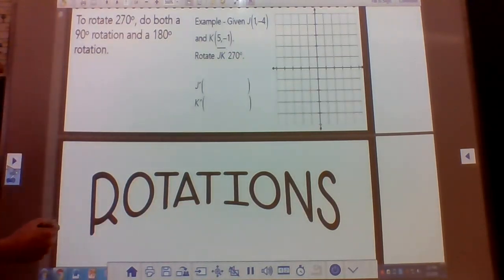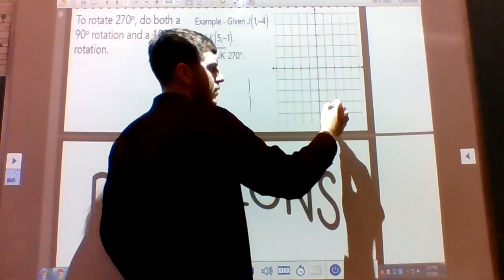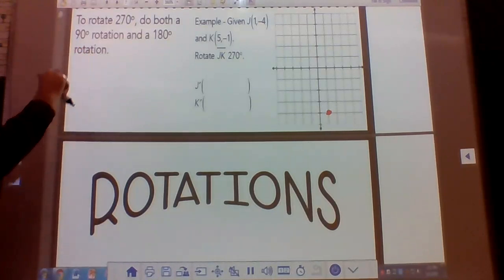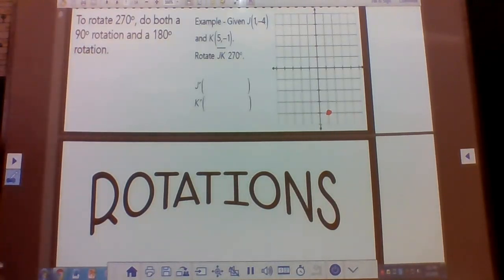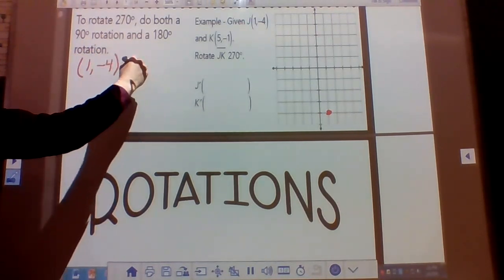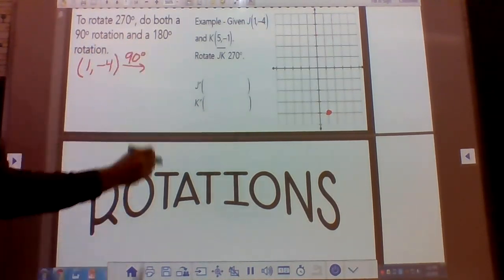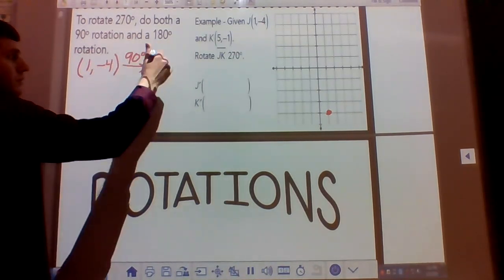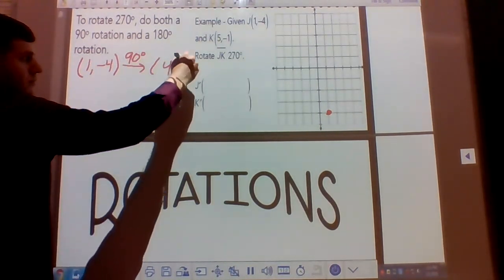Okay, they're giving us the point 1, -4. Let's do it the way they want us to. They want us to do a 90-degree rotation and a 180-degree rotation. So we take the point 1, -4, and we do a 90-degree rotation counterclockwise. To do a 90-degree rotation, we flip the numbers, so it becomes a 4 and a 1.